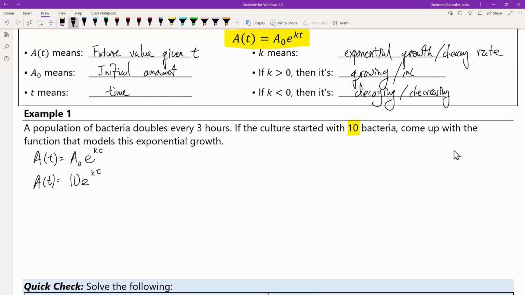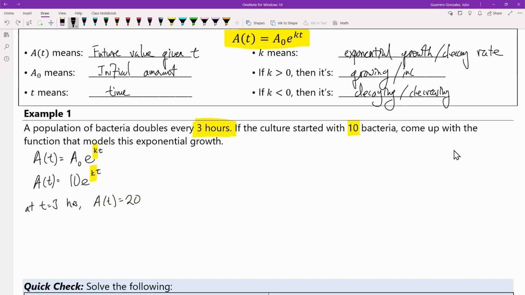Now we're going to use the fact that this bacteria doubles every 3 hours. So at t equals 3 hours, my A sub t has to equal 20. The thing that we're missing here to fill in is that k, so that's what we're going to go find right now, and we're going to use this bit of information to find it.